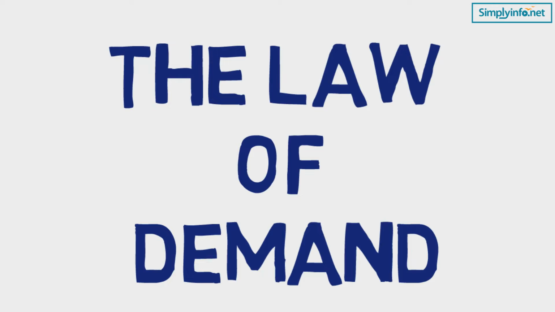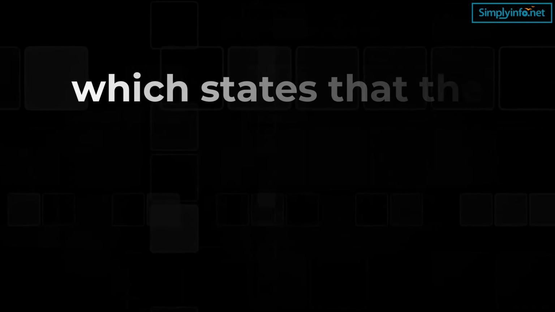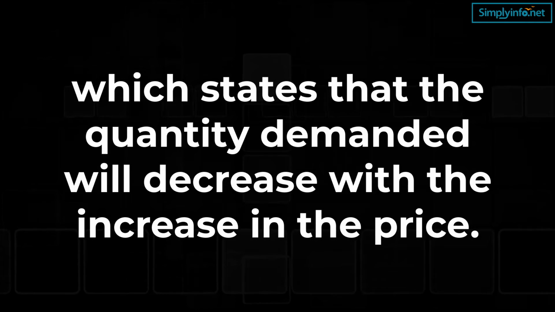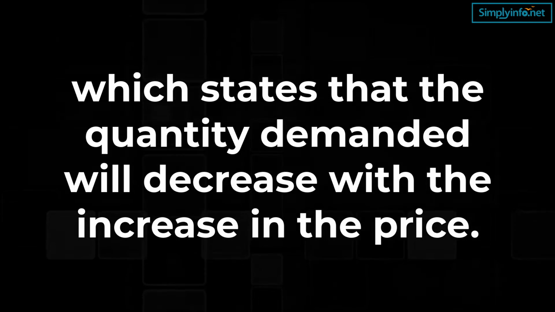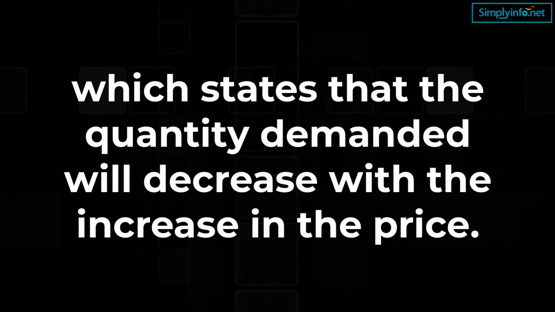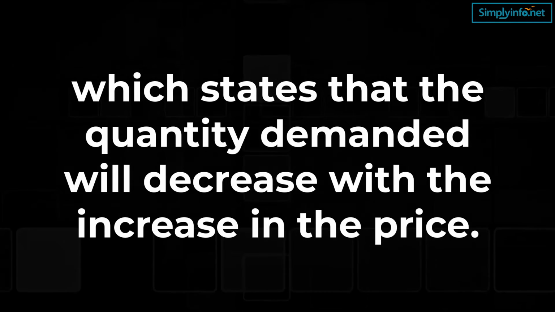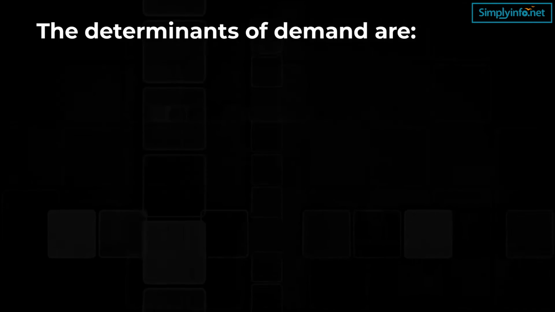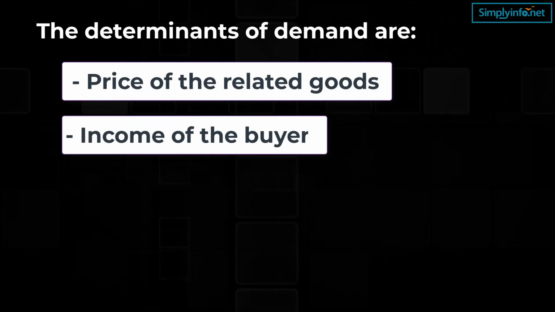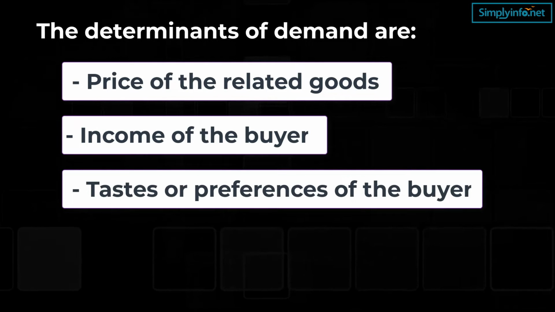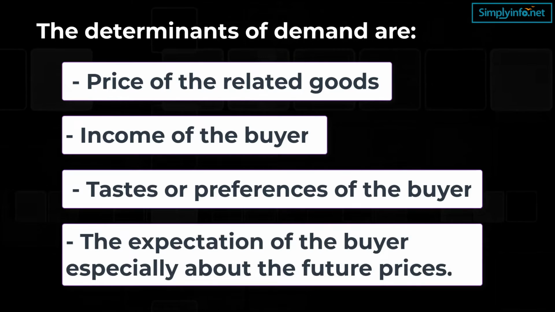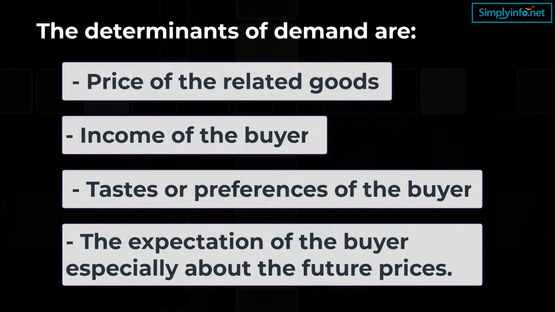The law of demand. As mentioned, the relationship in the demand curve follows the law of demand, which states that the quantity demanded will decrease with the increase in the price. The relationship between quantity and price will follow the demand curve as long as the four determinants of demand don't change. The determinants of demand are: number 1, price of the related goods; number 2, income of the buyer; number 3, tastes or preferences of the buyer; number 4, the expectation of the buyer, especially about the future prices.